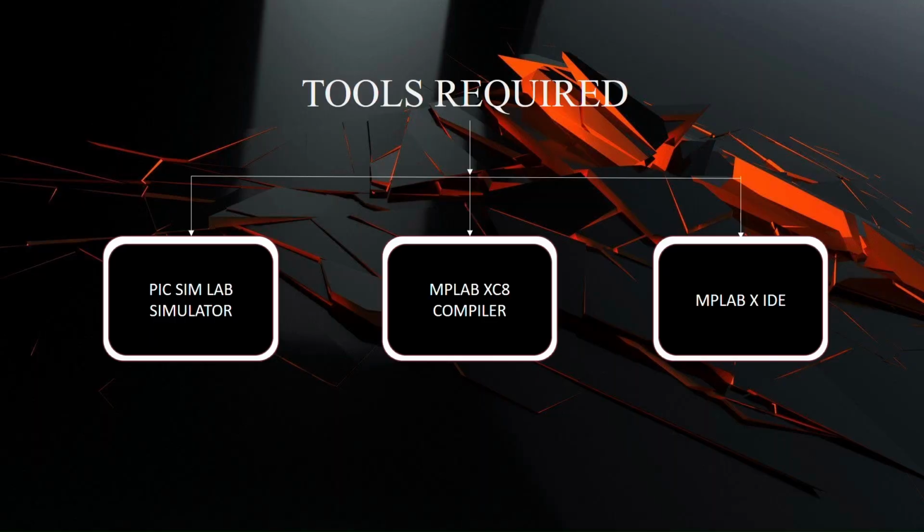Next are the tools required for this project. PicSimLab, which is used for simulation purposes. Next is MPLAB X IDE, which is used for coding the project. And next is the MPLAB XC8 compiler, which is used to convert embedded C code into machine code. These tools help to test the project before hardware implementation.